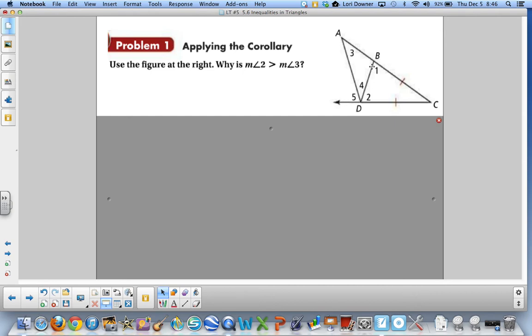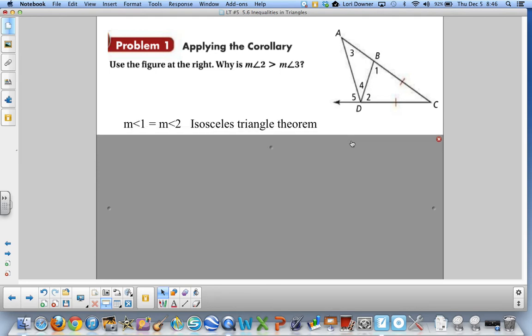If we look at triangle DBC, see these two marks? That tells me that those two sides are congruent. And if those two sides are congruent, this is an isosceles triangle. That tells me that the measure of angle 1 and the measure of angle 2 must be the same. So I set them equal, and that's because of the isosceles triangle theorem.